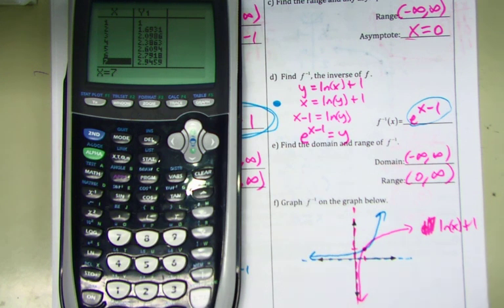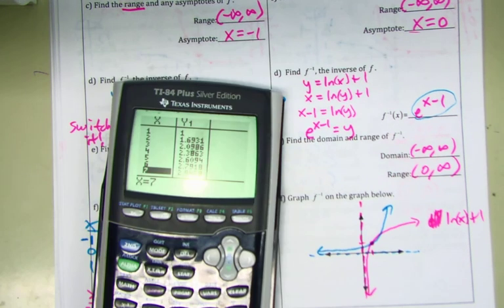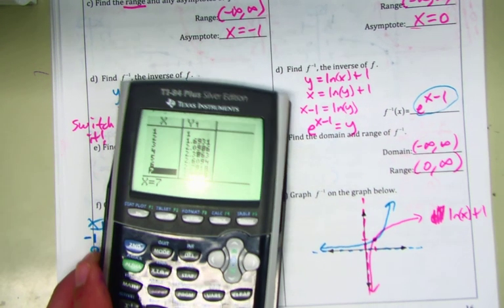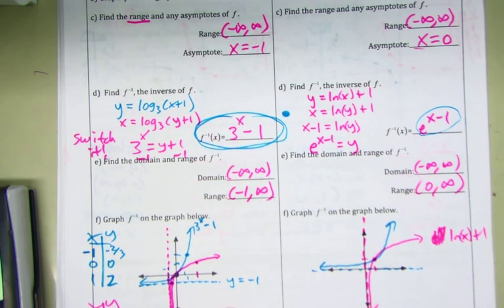Now, if I asked you, give me 3 points that are on this graph, you've got a table right here, right? You can use the table to get the points if you need to, or plug them in by hand. e to the 0 is 1, e to the 1 is e, e to the 2 is e squared, okay? Does that make sense? Okay.